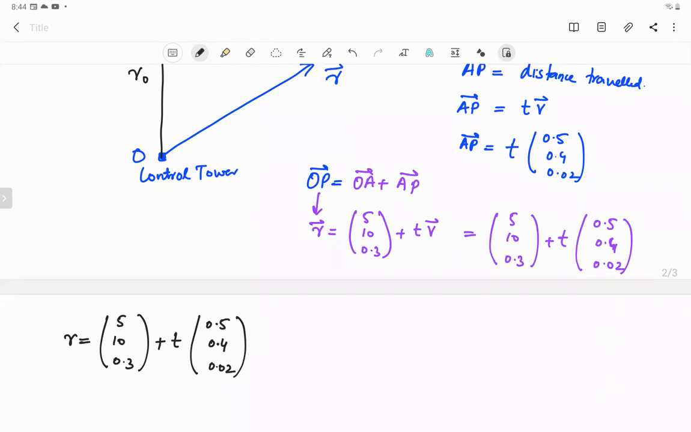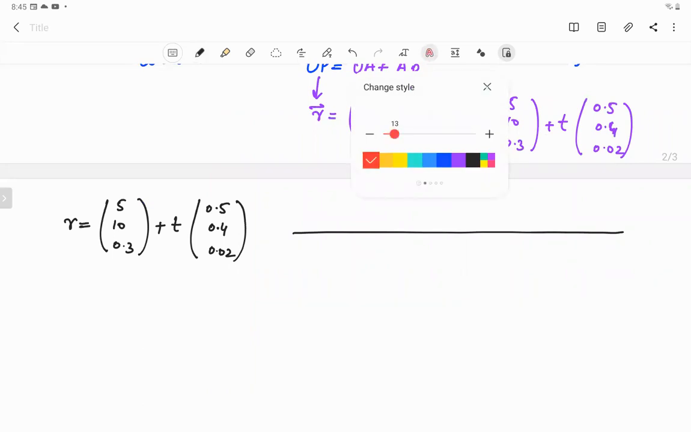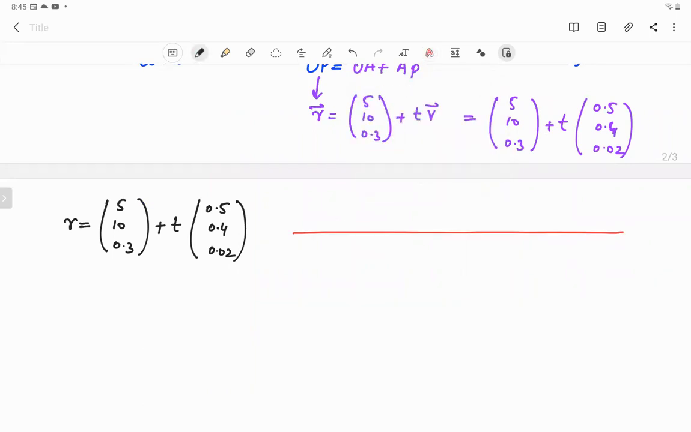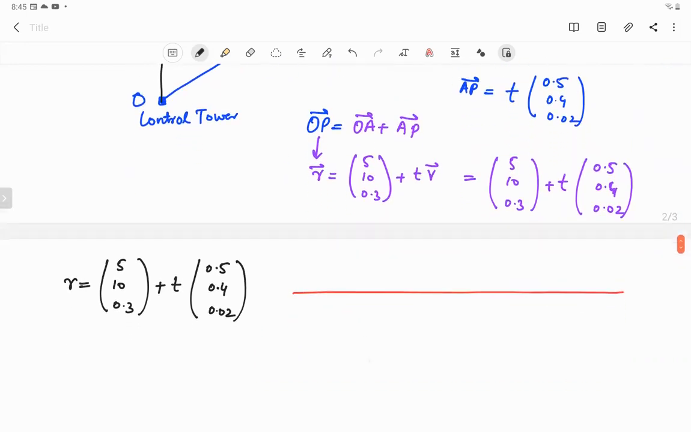Now you can interpret it like this. For example, this red line. What is T? T is time in seconds. Okay, T is time in seconds, after the aeroplane crossed the point A.